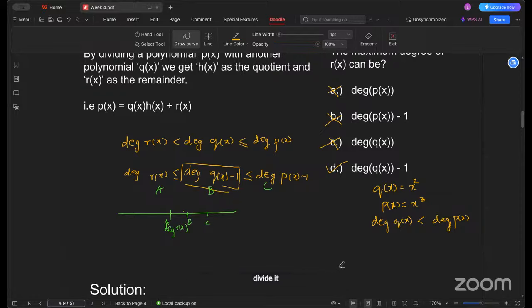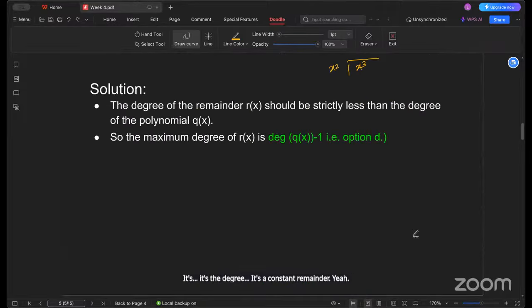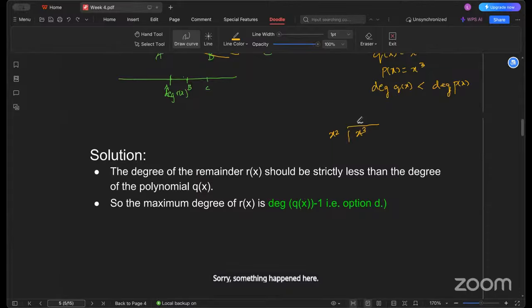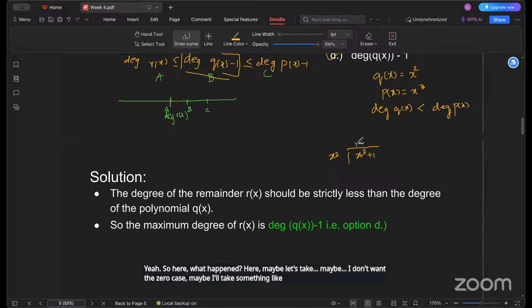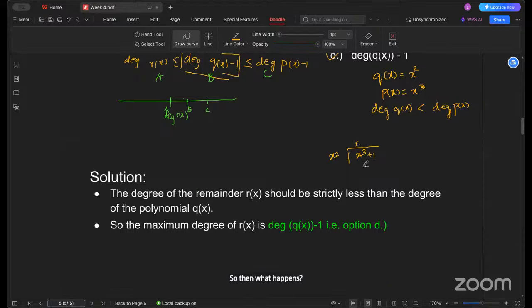What happens if you divide? You have x cube and you have x squared. The remainder is constant. Something happened here. Maybe I don't want the zero case, so I'll take something like this. I take it into x, then I get x cube and the remainder is 1. So what is the degree of R of x? That is 0.